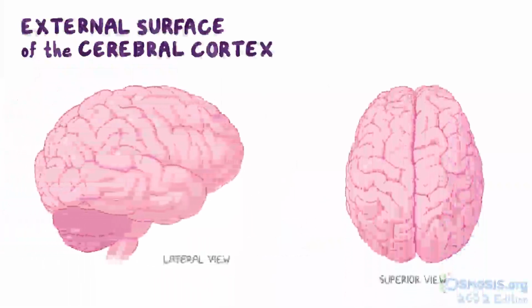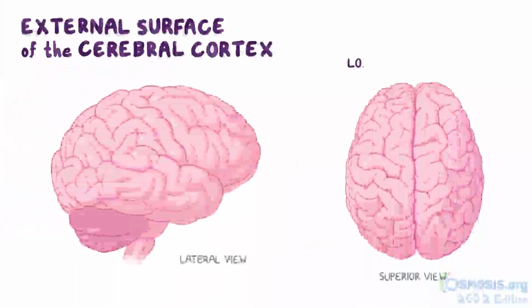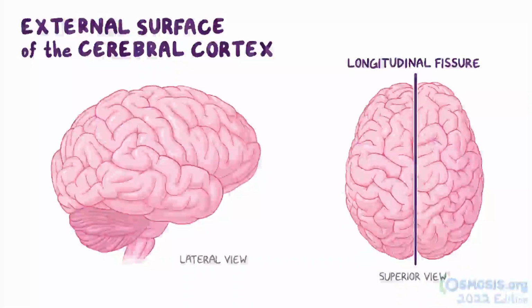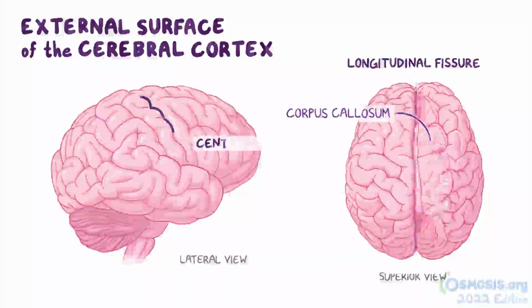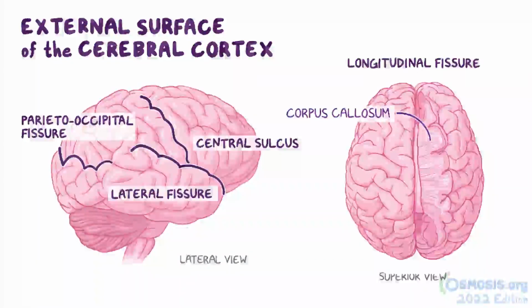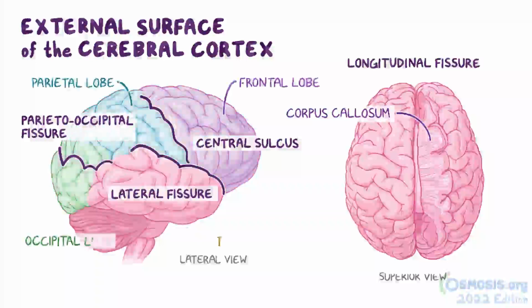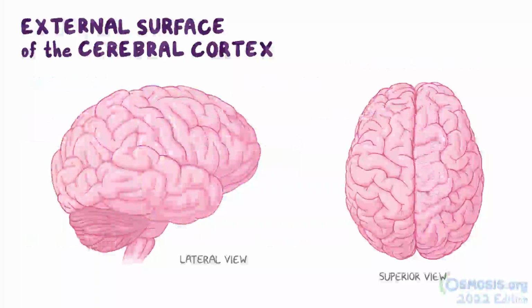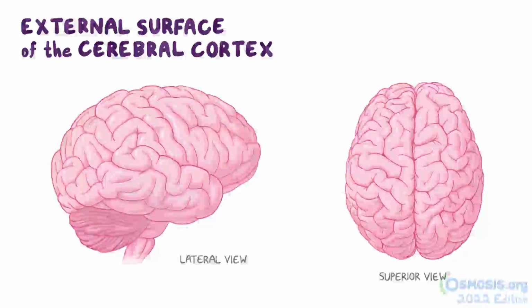The external surface of the cerebral cortex is formed by gyri, sulci, and fissures. The longitudinal fissure separates the two cerebral hemispheres, which are connected via the corpus callosum. The central sulcus, parieto-occipital fissure, and the lateral fissure divide each cerebral hemisphere into four main lobes: frontal, parietal, occipital, and temporal lobes. The cerebral cortex can also be divided into histologically similar regions called Brodmann's areas, which provides a map of the primary cortices and functional regions.